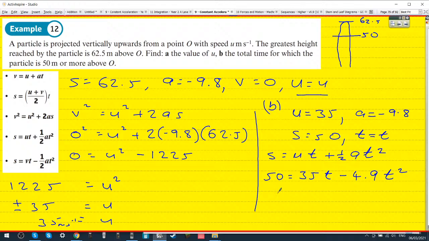Right. And then you can minus 50 on both sides. Which gives you minus 4.9T squared plus 35T minus 50. And then you can work that as a quadratic. Go on.